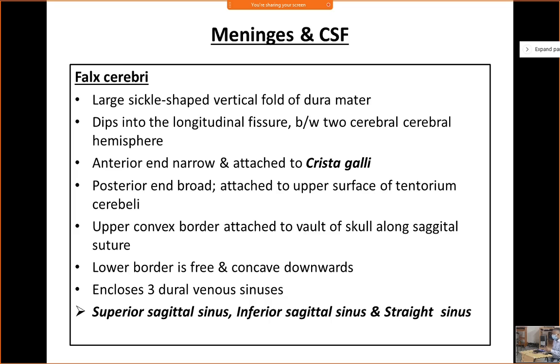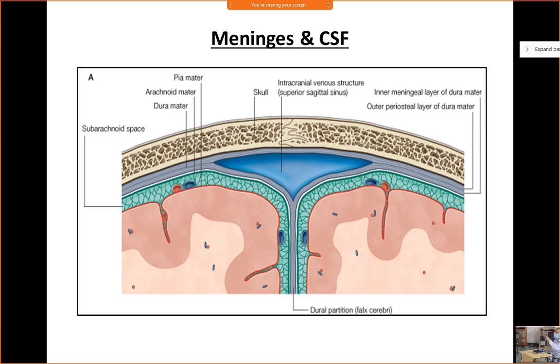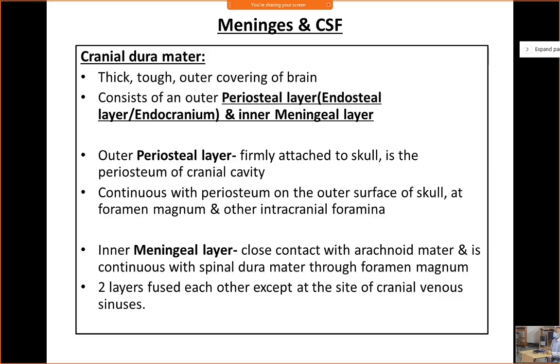Already I have said, these dural venous sinuses are enclosed by the falx cerebri, because the falx cerebri comes in this way, with an inferior border and a superior border, and it is attached posteriorly to the tentorium cerebelli. So it encloses 3 venous sinuses. What are those? The superior sagittal sinus along the upper border. Here it is shown, the blue line is your superior sagittal sinus. Here you see both layers of the cranial dura are separated, and there is a space. Yes, this is your superior sagittal sinus.